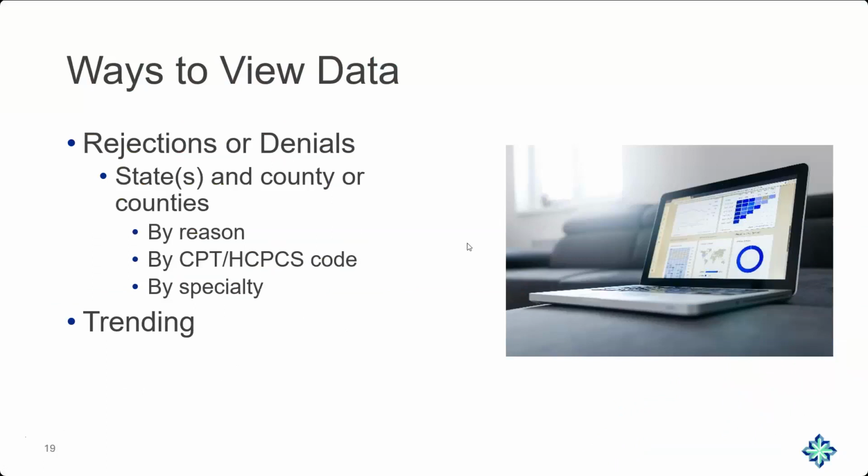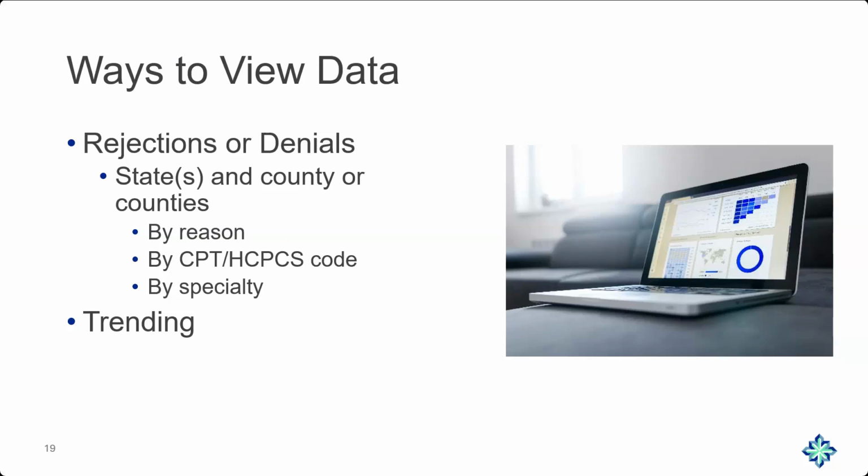There's different ways to view the data. We can, in an instant, click of the mouse, review rejections or denials. We can drill down by state. We can even drill down to county. We can look at rejections or denials by the reason. Why did it reject? Why did it deny? Which codes rejected? We can request specialties. Today's data is specialty 44 claims, infectious disease. We can also look at trending.